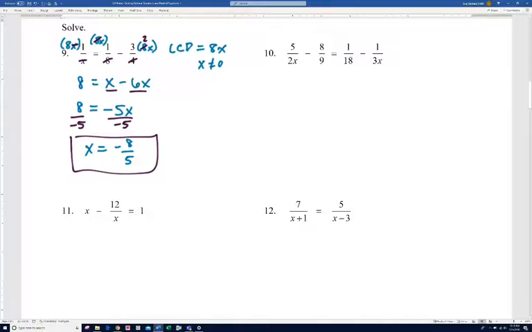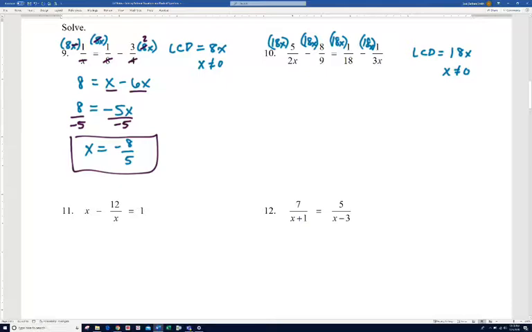All right, so on number 10, our LCD here is going to be 18 and also x, so 18x, and so we're going to multiply each term by 18x. And again, notice x can't be 0 because if x were 0, then we would have a problem here. 2 times 0 would be 0. Or in the other denominator where we have a 3x, 3 times 0 would be 0. So that's our only restricted value for x. Let's go ahead and multiply each term by 18x.